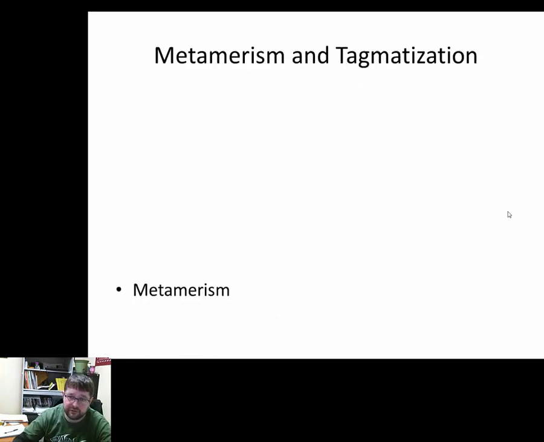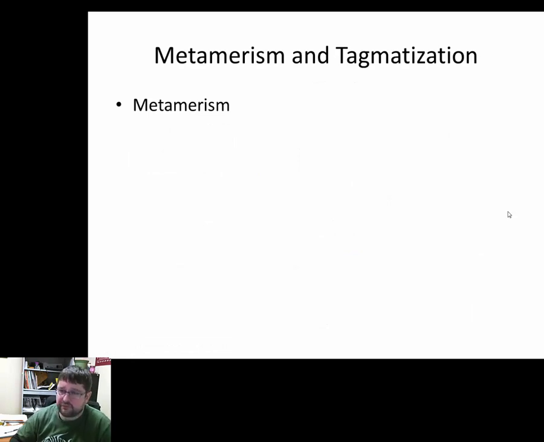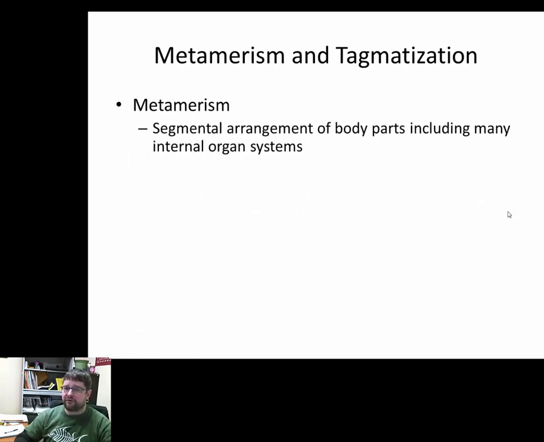So metamerism and tagmatization, okay, this is that ability to compartmentalize or segment the body. And so you start to get these segments. You get the digestive system in one region, the reproductive system in another region, the respiratory system in another region, the nervous system, etc. So it really allows for the body to be arranged in segmental parts. Okay? That allows for a lot of things.